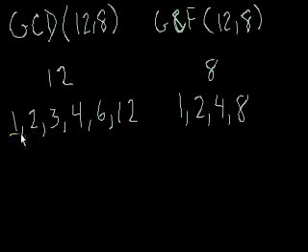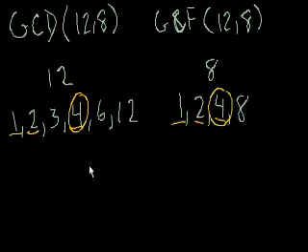So let's figure out what the common factors of 12 and 8 are. Well, they both have the common factor of 1, and that's really not so special. Pretty much every integer has the common factor of 1. They both share the common factor 2, and they both share the common factor 4. We're not just interested in finding a common factor. We're interested in finding the greatest common factor. So all the common factors are 1, 2, and 4. And what's the greatest of them? Well, that's pretty easy. It's 4. So the greatest common factor of 12 and 8 is 4.